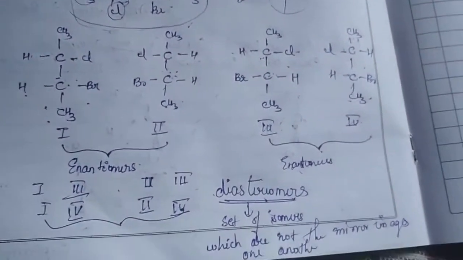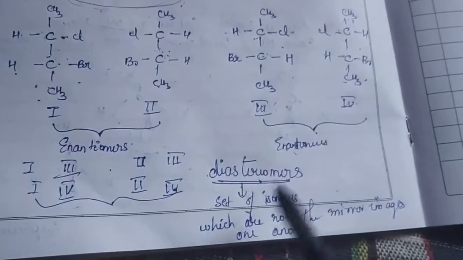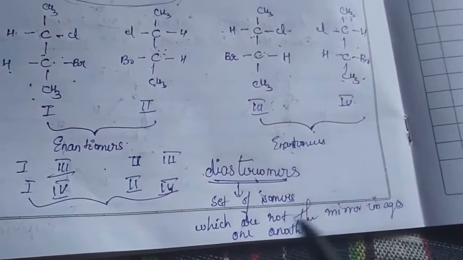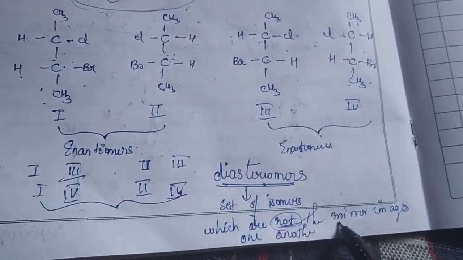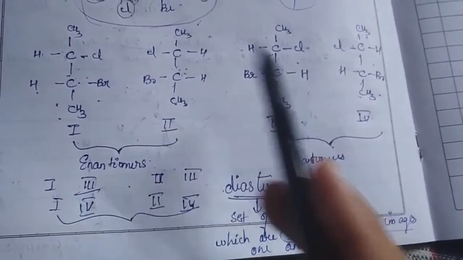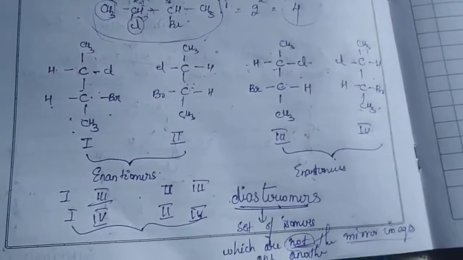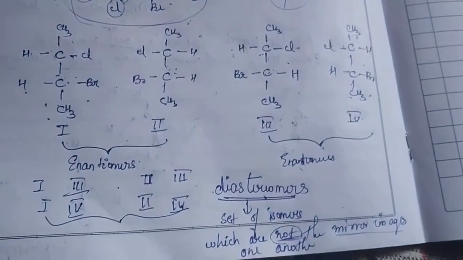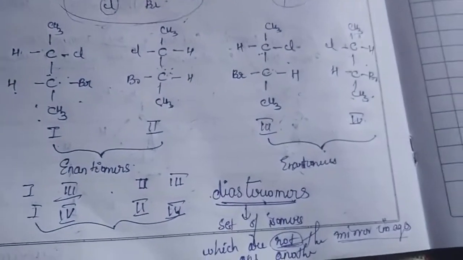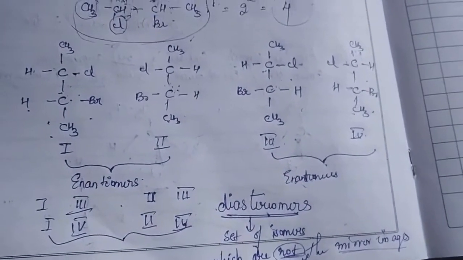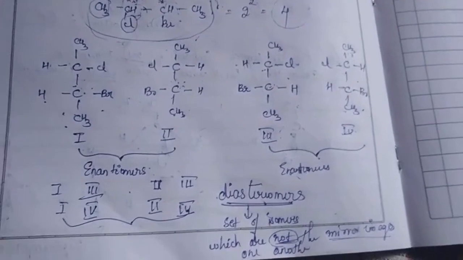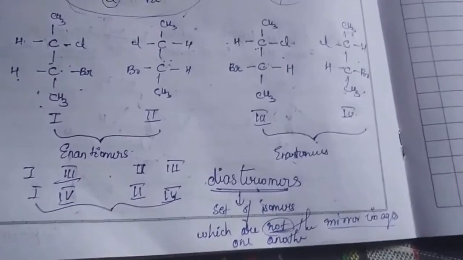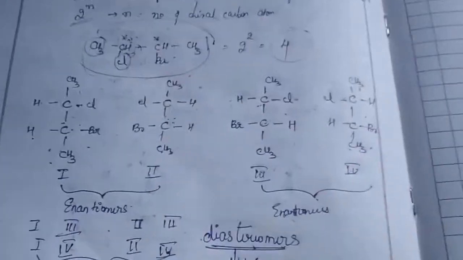Then what do you mean by diastereomers? They are the set of isomers which are not mirror images. They are not mirror images. So what do we call such structures? Diastereomers. Cool? Able to understand? So, enantiomers and diastereomers. We came to know in today's video 4 important and interesting facts.